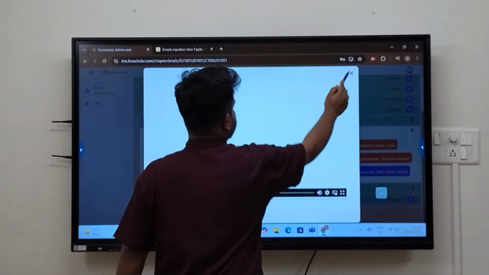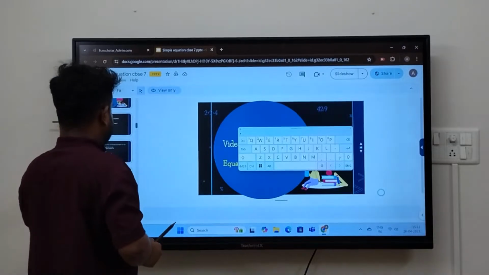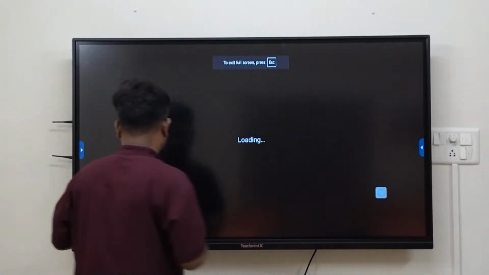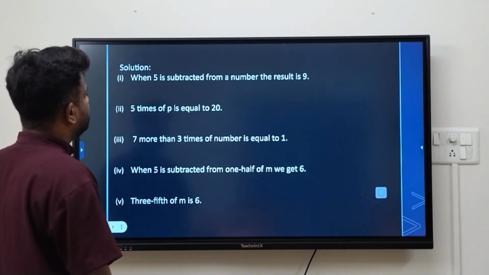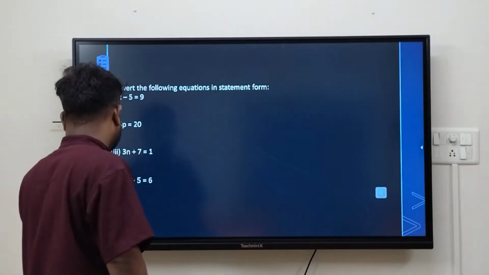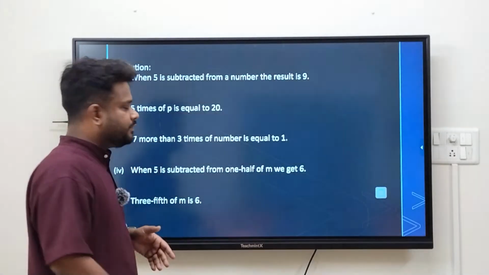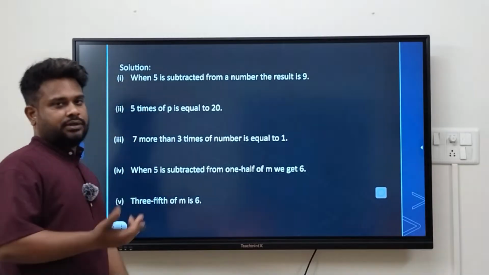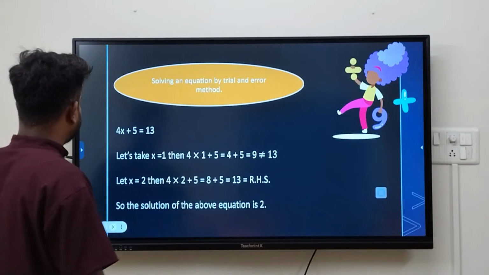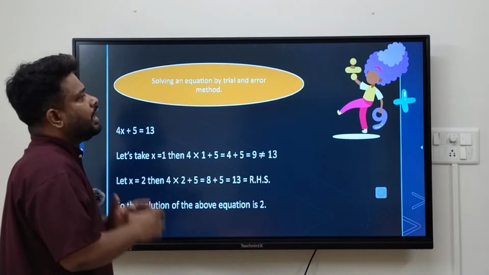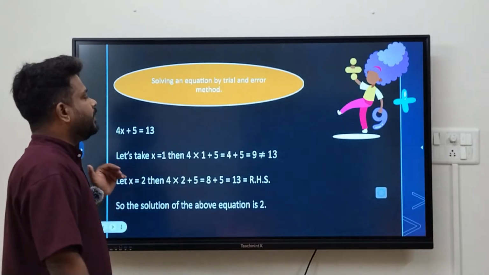Okay, so this is just a small example of how we can frame equations and solve them. So let's go to the next one to understand this better. When 5 is subtracted from a number, the result is 9. These are just the solutions of the previous ones, which you can try by yourself and check the answer here. Solving an equation by the trial and error method. We are going to cover all the processes by which we can solve any equation.